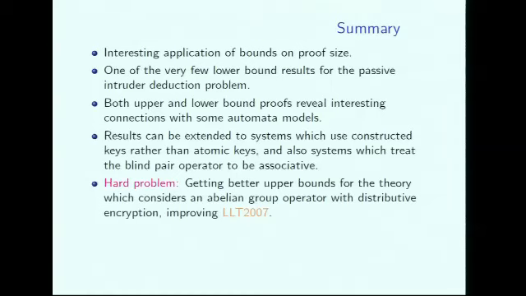But what is really hard is the one that I mentioned earlier, where they use XOR. In general, if you are working with an abelian group operator with distributive encryption, the only thing that we can get is a non-elementary upper bound, using Higman's lemma kind of arguments, and we don't have any good bounds for theories of this kind. But those are important in cryptographic applications, but we have got no results on those things.